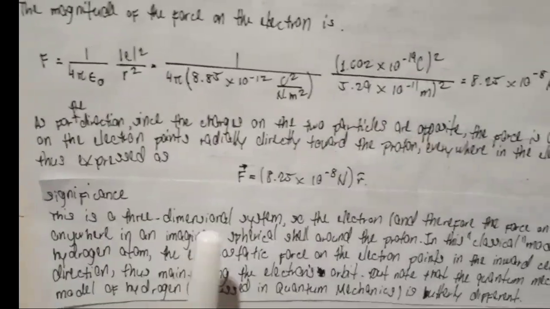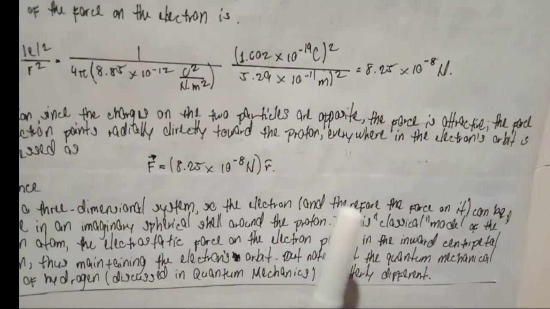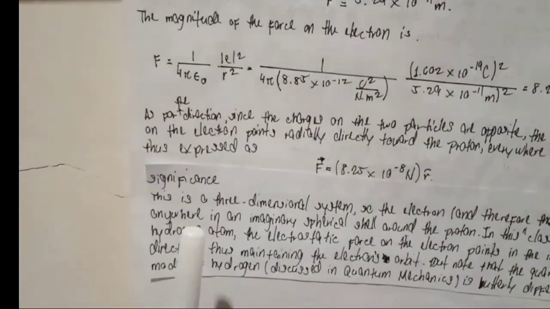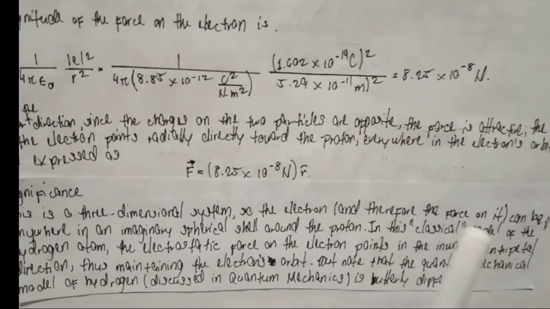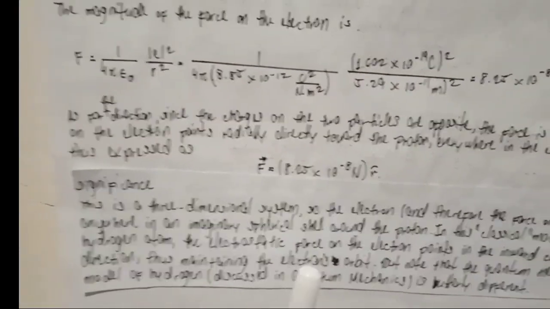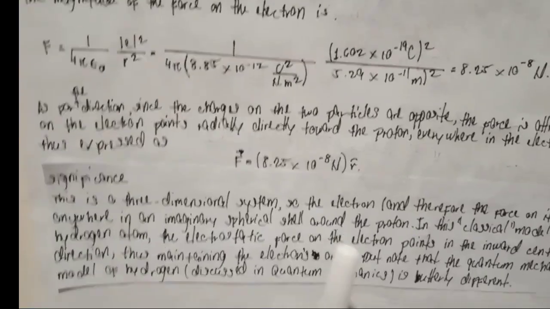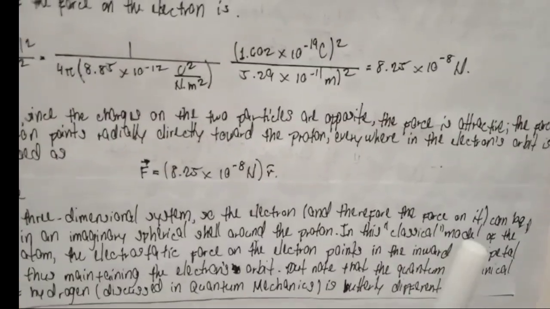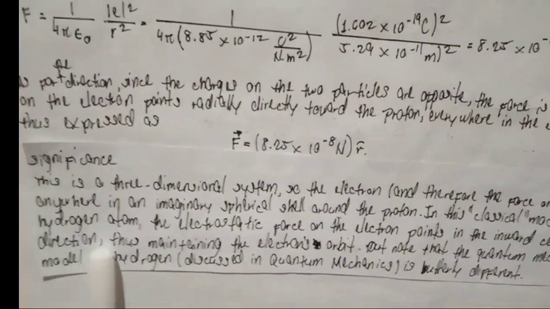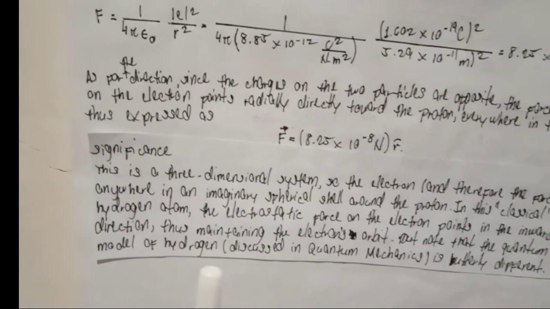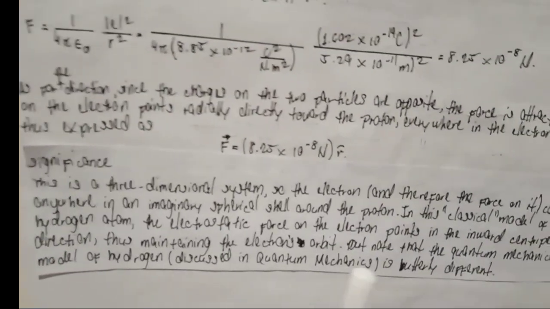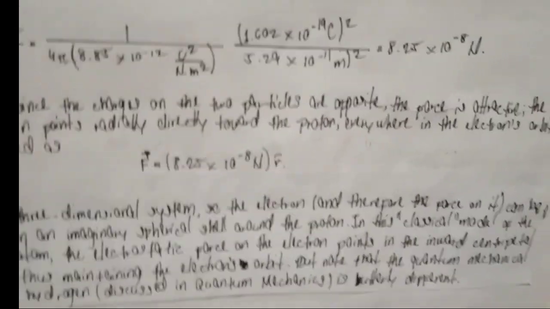Significance. This is a three-dimensional system, so the electron can be anywhere in an imaginary spherical shell around the proton. In this classical model of the hydrogen atom, the electrostatic force on the electron points in an inward centripetal direction, thus maintaining the electron's orbit. But note that the quantum mechanical model of hydrogen, which we discuss in quantum mechanics, is very different.